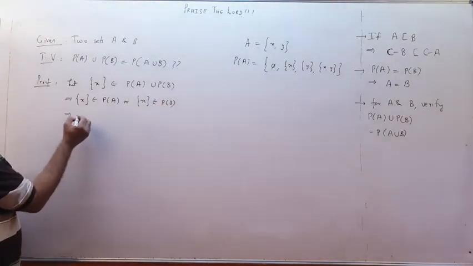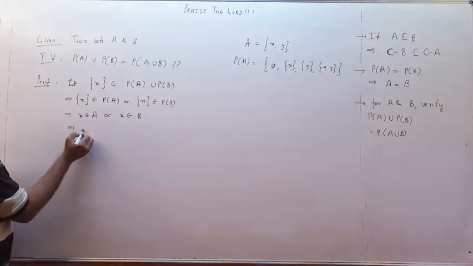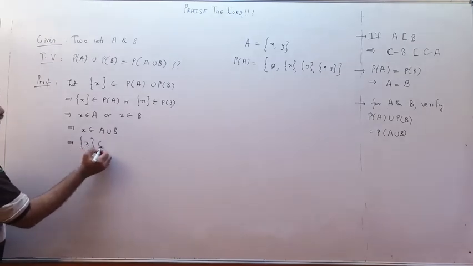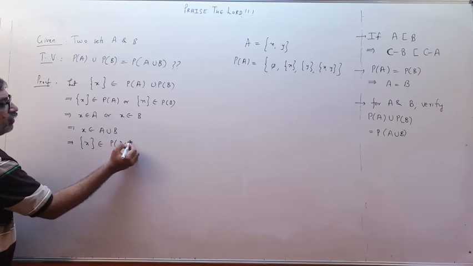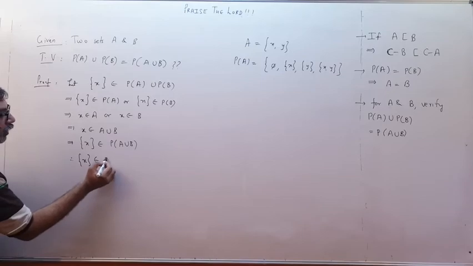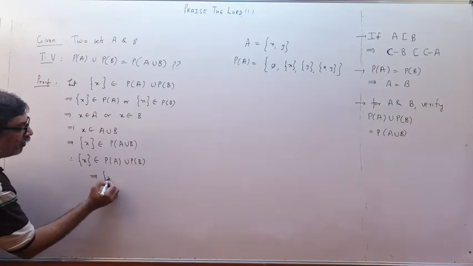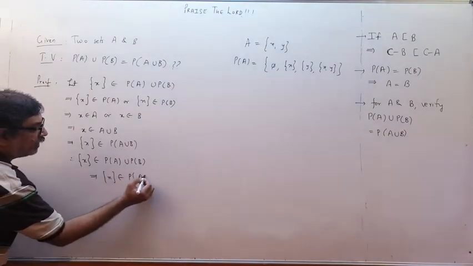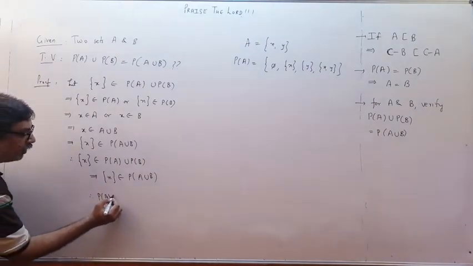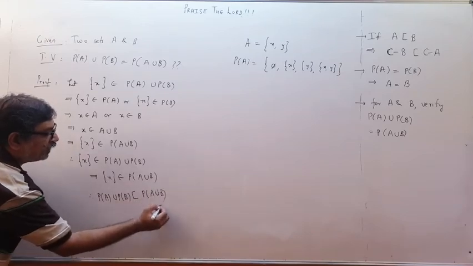Now set X will belong to PA if X belongs to A or X belongs to B. That means X will belong to A union B, and then set X will belong to power set of A union B. So therefore set X belonging to PA union PB has implied set X belongs to PA union B. Therefore this is subset of this. Therefore power set of A union power set of B is subset of power set of A union B.